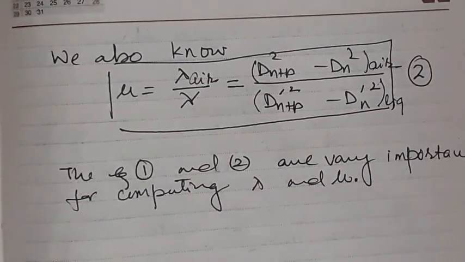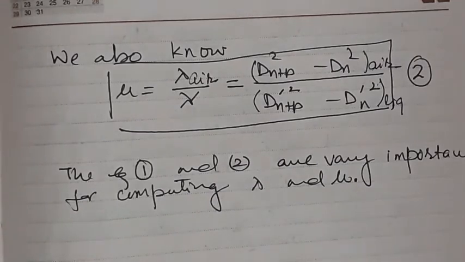So equations 1 and 2 are very important equations for computing the wavelength and the refractive index. Whereas these relations are very important to compute the values of the wavelength and the refractive index, please always keep these equations in your mind, and they are very important for solving numerical problems also.